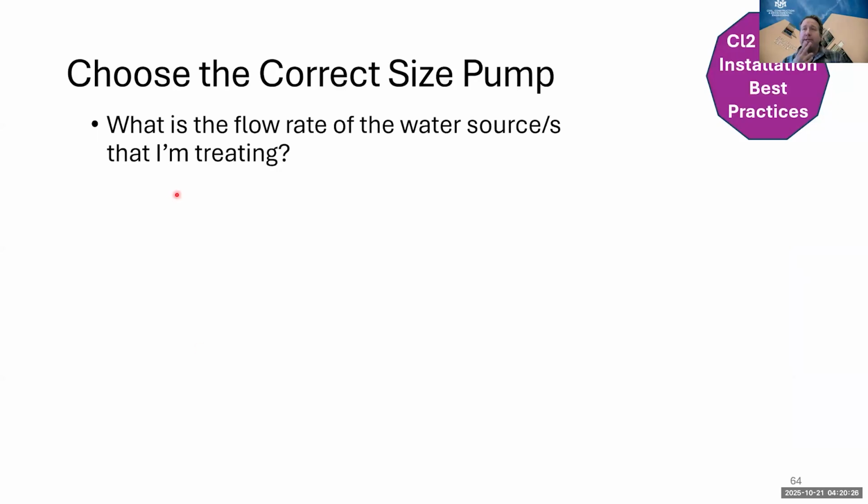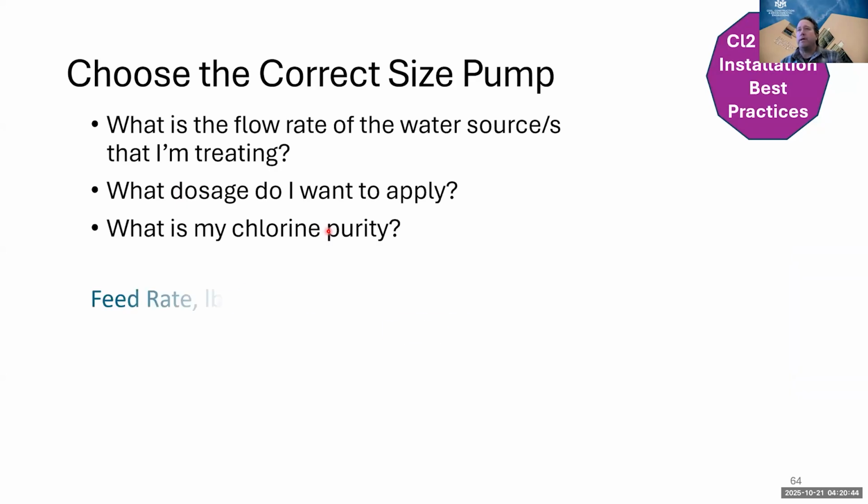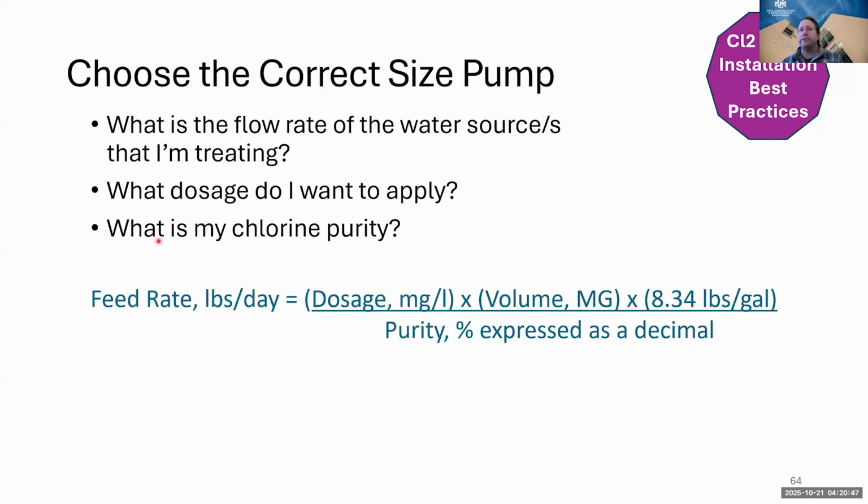One of the things you need to consider is what is the flow rate of the water source that I'm treating, and then also what dosage do I want to apply. Where those two things come into importance is when we talk about the feed rate equation. Chlorine purity is also a factor. The feed rate, how many pounds or how many gallons per day of chlorine solution I need to apply, is dependent on your dosage, how much you want to apply, versus how much water you're treating, what your flow rate is.